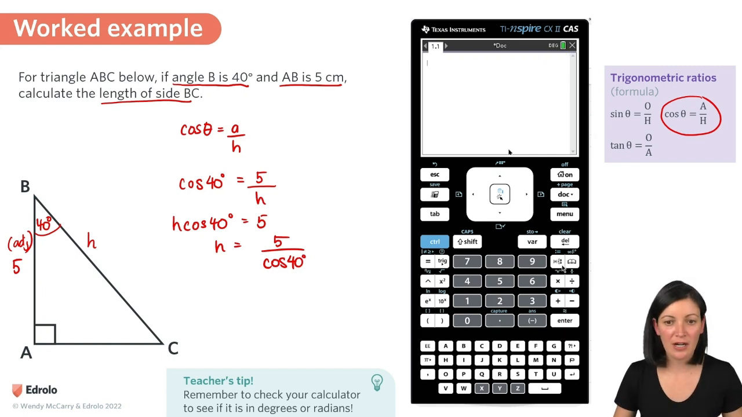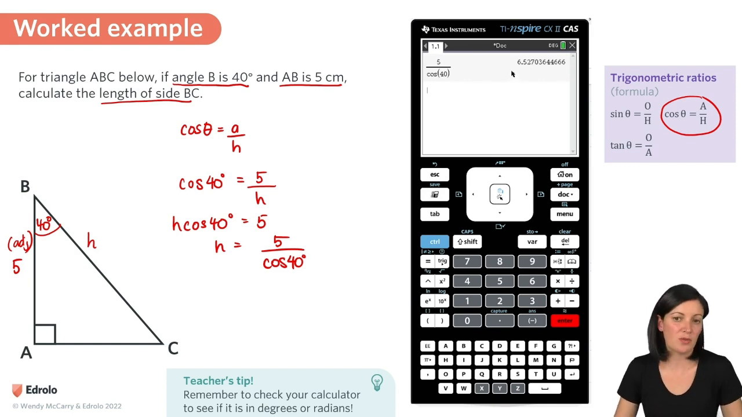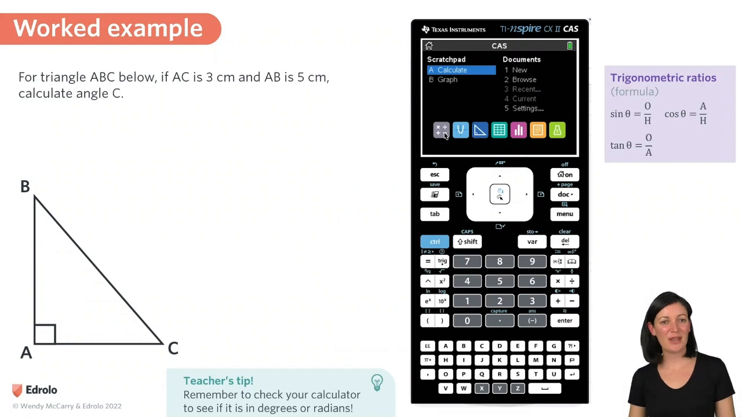So we're just going to put in our calculator 5 divided by the cos of 40. Your trig functions are this button here, so you can see all of them. So 5 over cos 40, and we hit enter, and we get 6.527 and so on. We can round our answer to 2 decimal places, so h would be equal to 6.53. Okay, let's try another example.